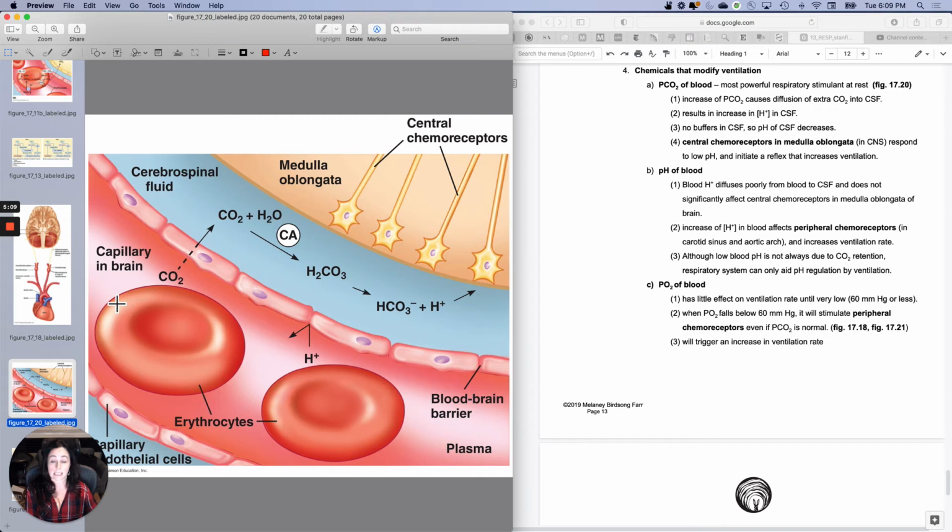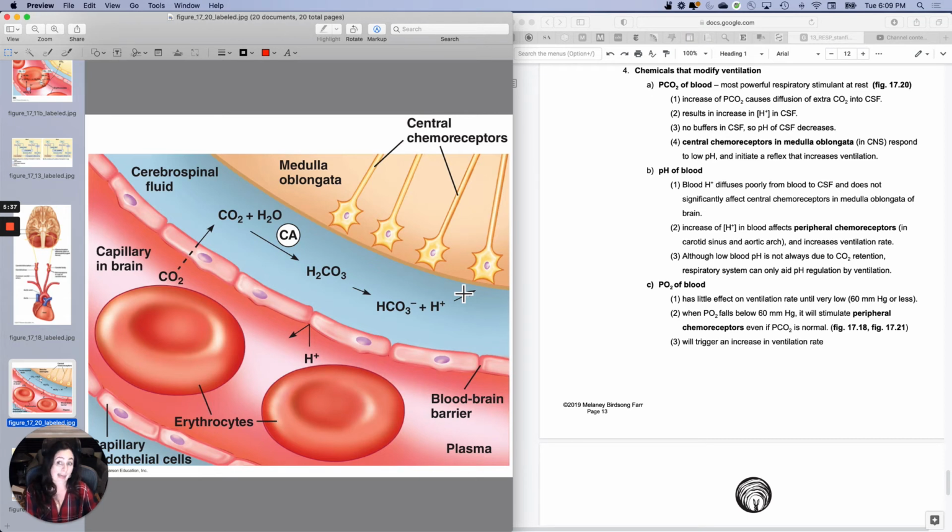Carbon dioxide can and does diffuse straight into your cerebrospinal fluid, and then your cerebrospinal fluid does this equation, and then you end up with H plus, and your brain really has crap for buffering systems. So you piss off your brain really, really quickly with an increase in carbon dioxide. No real buffers in the cerebrospinal fluid, so the pH decreases in the cerebrospinal fluid, and your medulla oblongata goes, screw this, you are breathing whether you want to or not.